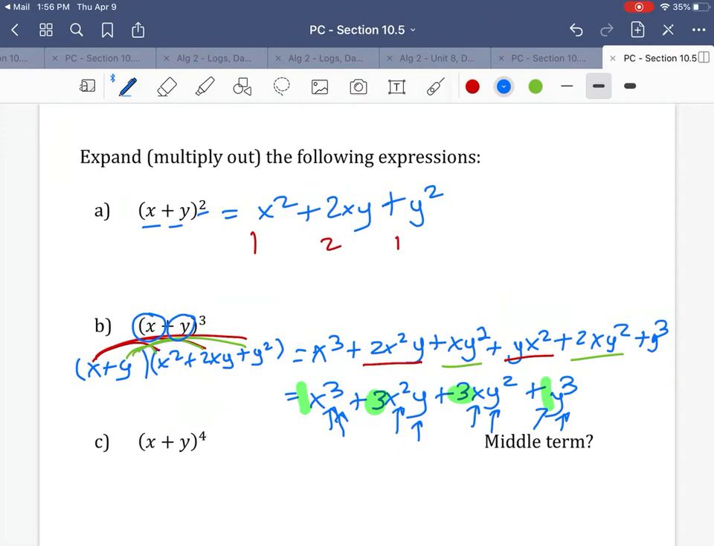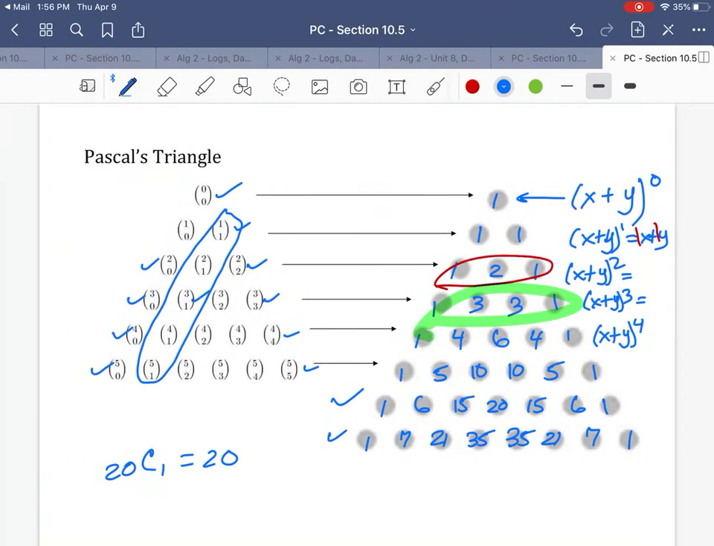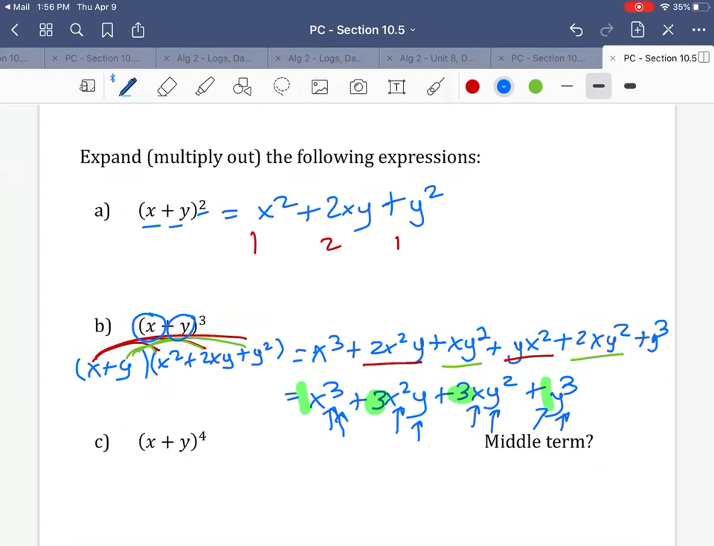So let's try to do this one without doing all this multiplication. So x plus y to the fourth. So I'm going to look right here. That's these coefficients, 1, 4, 6, 4, 1. So I'm going to space those out a little bit and write them down. So I have 1, 4, 6, 4, and 1.